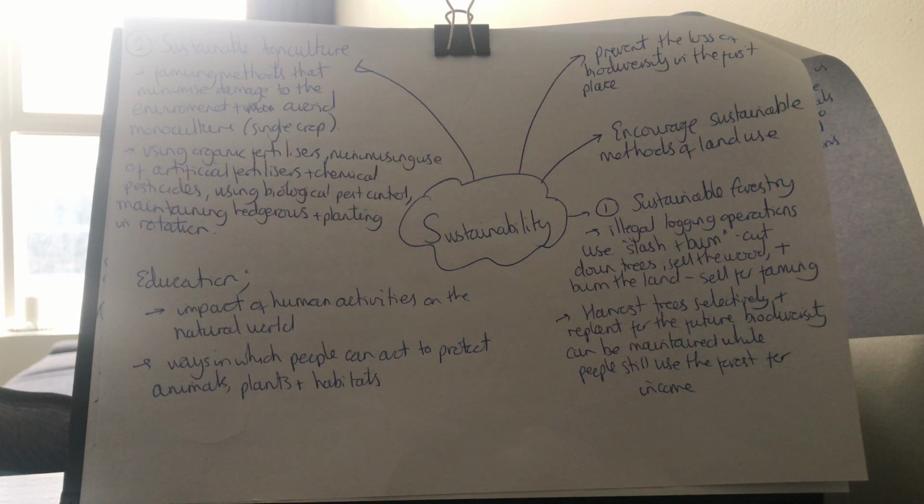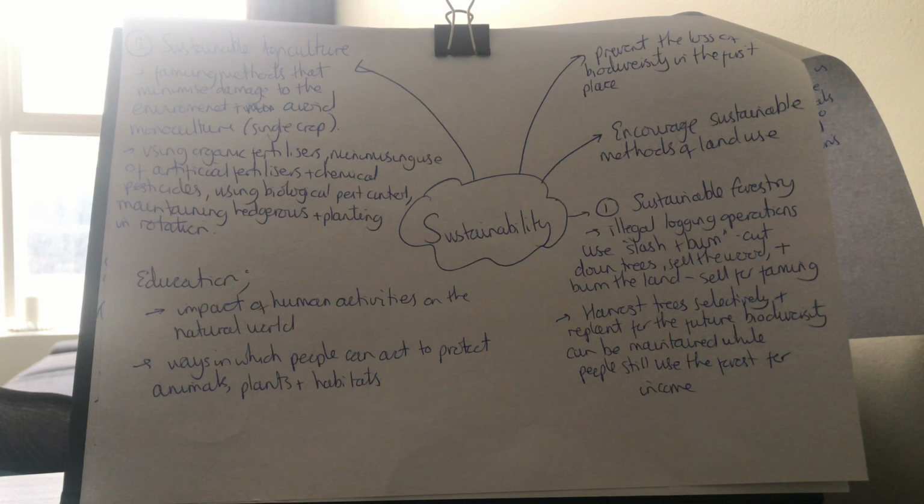Sustainability focuses on encouraging sustainable methods of land use. The two examples that you need to be aware of are sustainable forestry and sustainable agriculture. In illegal logging operations, they focus on the technique of slash and burn. You're cutting down the trees and selling the wood. That's the slash part, the logging part. Then you burn the land and sell it for farming. In burning it, you're stopping trees ever growing again, which is not sustainable.